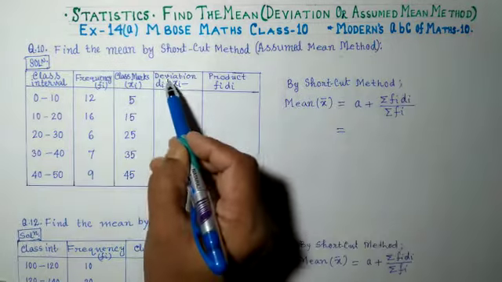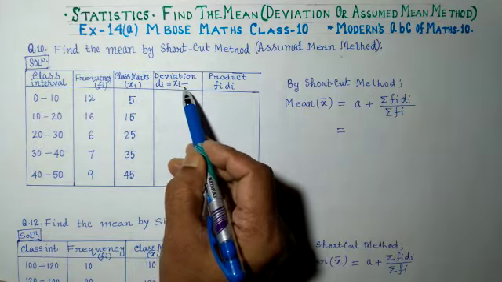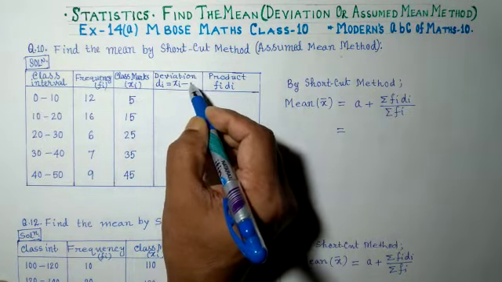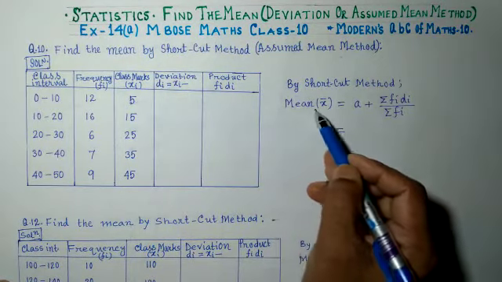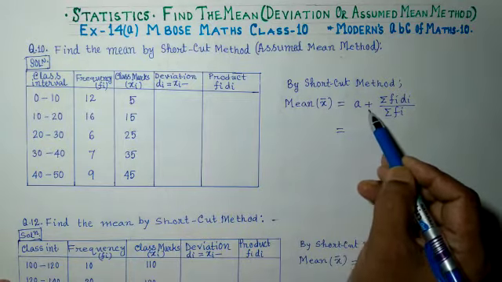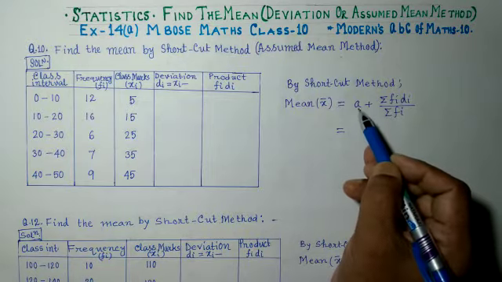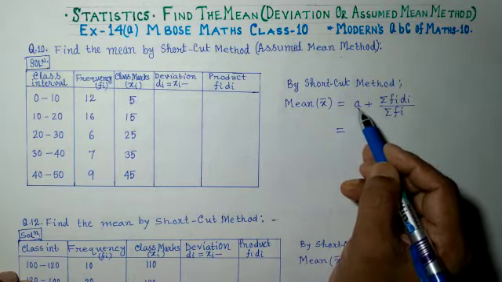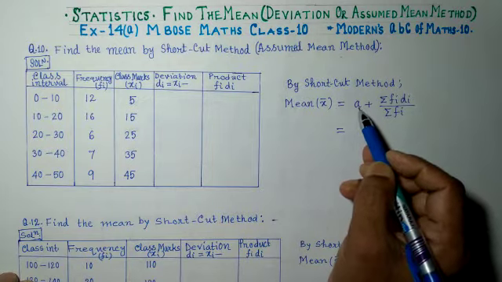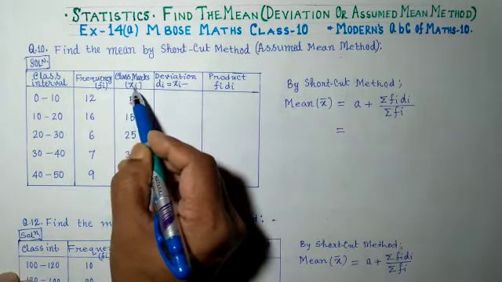And now we have to fill up this deviation. di is equal to xi minus a. So let us see here the formula first by shortcut method to calculate the mean. Mean, x bar, is equal to a plus sigma fi di by sigma fi. So what is a? This is a new letter we are getting. a is called assumed mean. We guess a number that we take as mean in the line of class mark, in the line of xi.